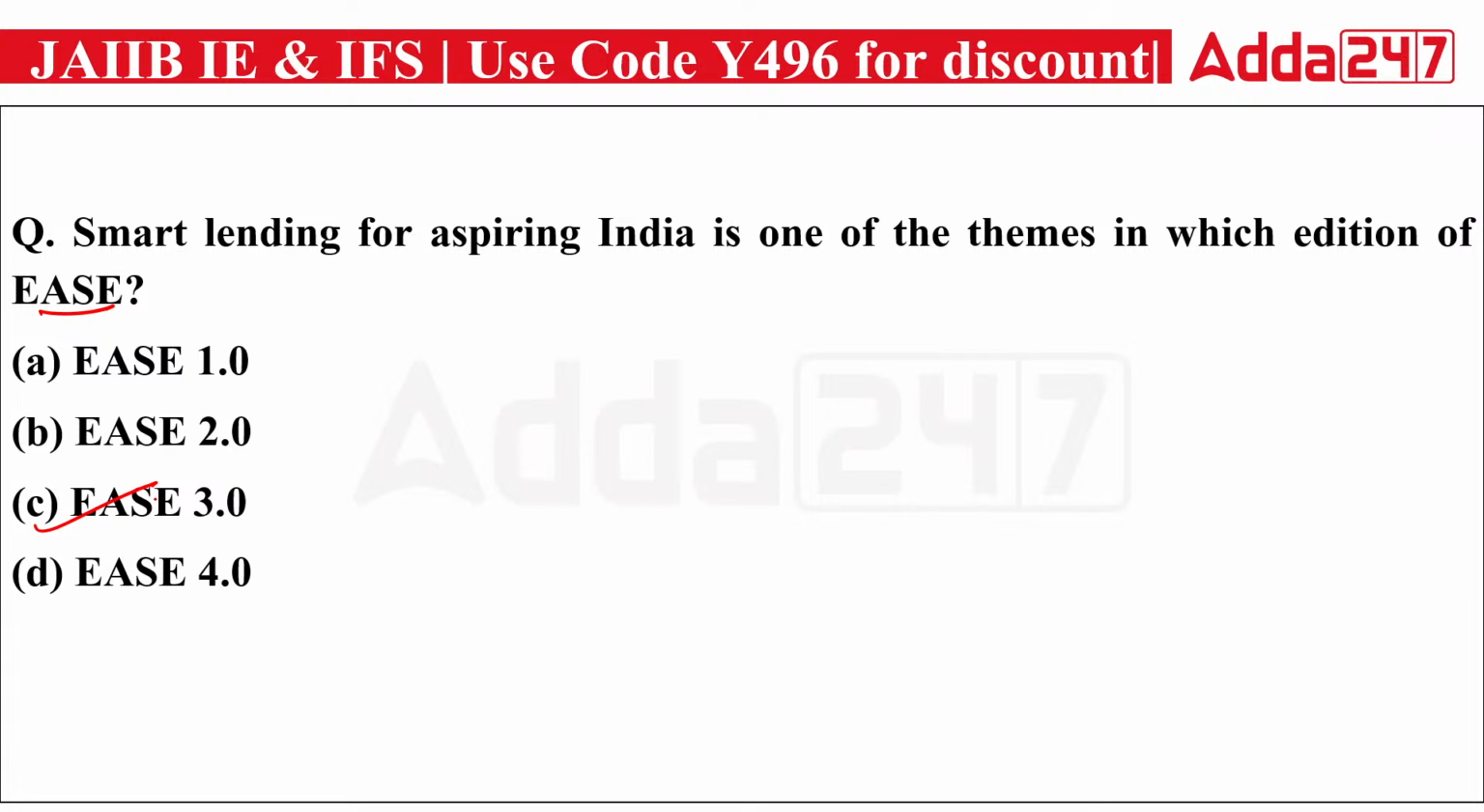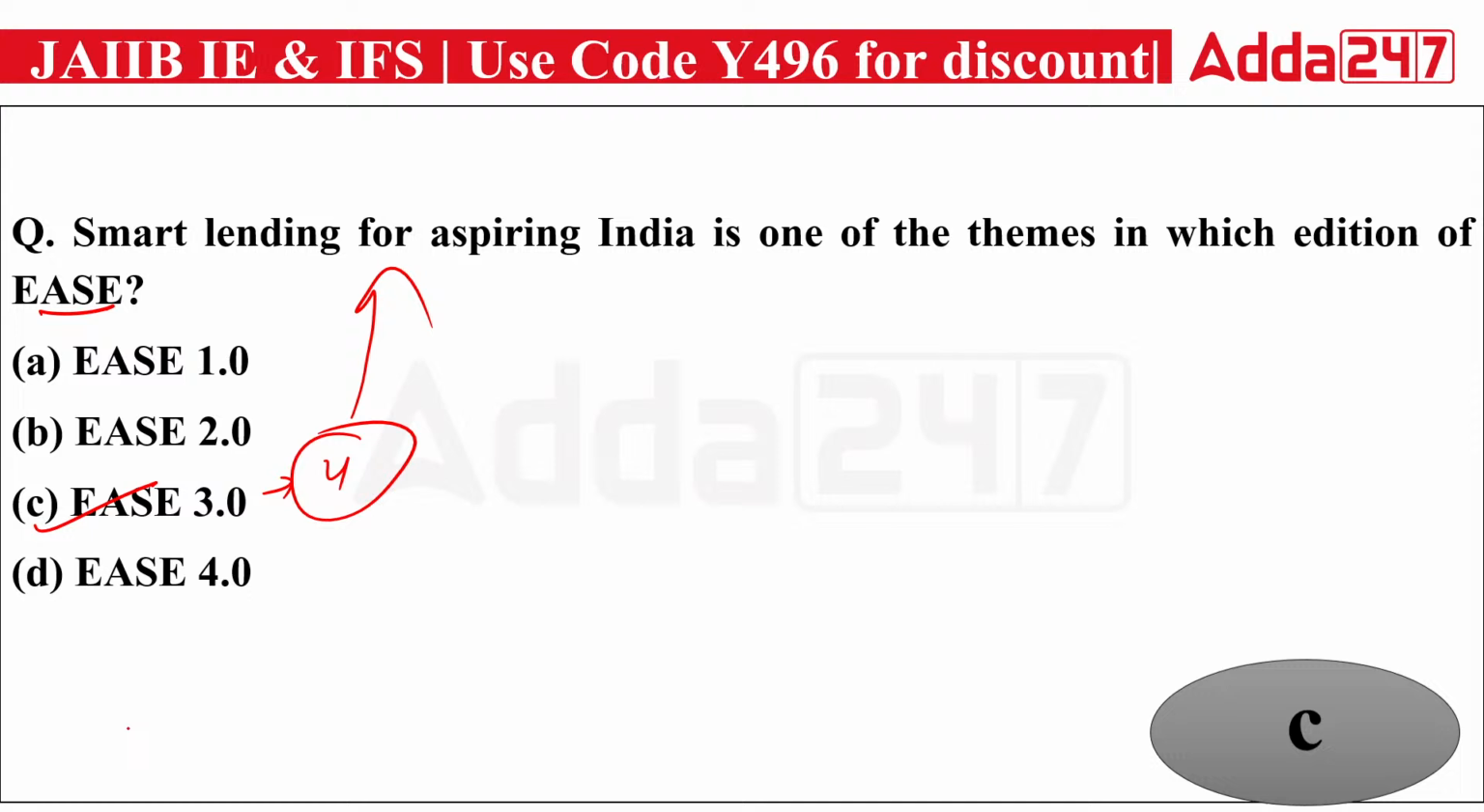Okay, so the right answer will be EASE 3.0. That is, smart lending for aspiring India is one of the themes. EASE 3.0 has a total of four themes, and out of that, one is smart lending for aspiring India. So here the right answer will be option C. Okay, that's the correct one.